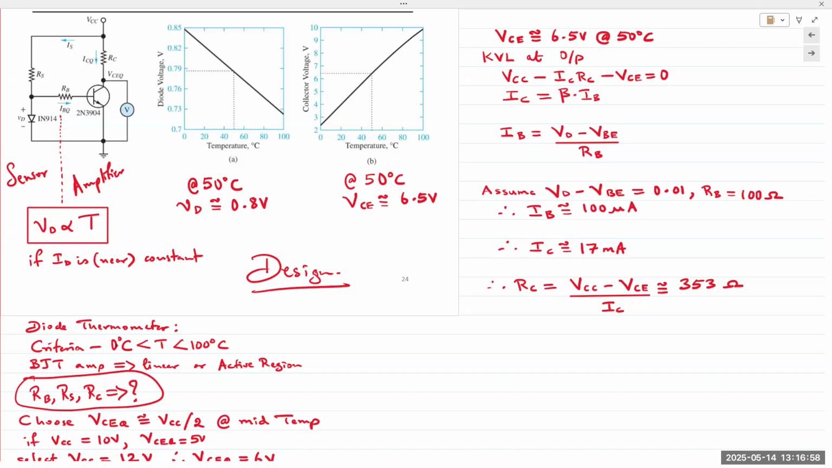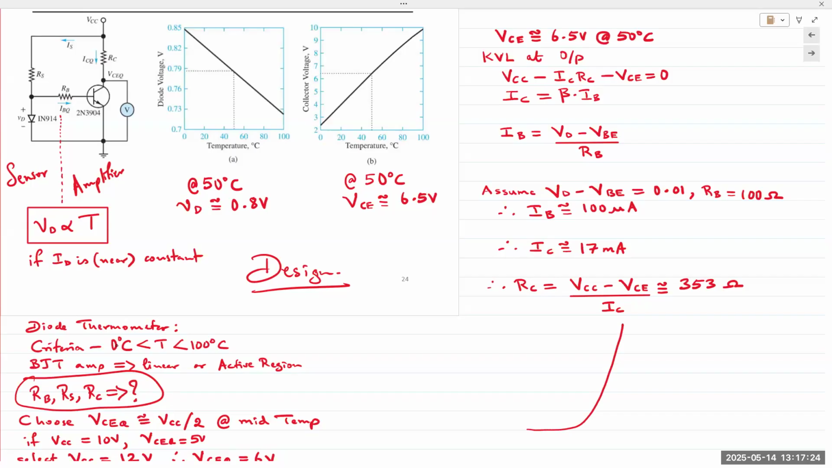Okay, so that's RB. And where RS comes into the picture is to control the current that's flowing through the diode. If you recall from diode characteristics, a p-n junction diode has this sort of characteristic. After the diode voltage drop, meaning after the diode turns on, the current increases at an exponential rate.